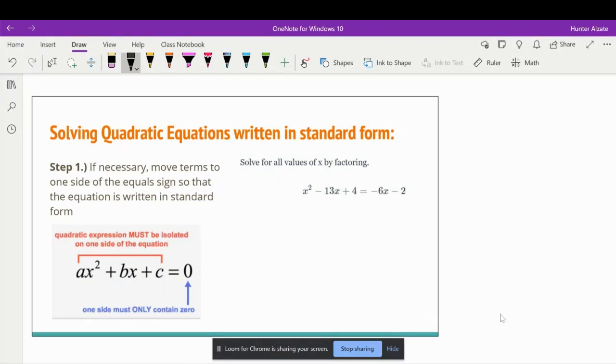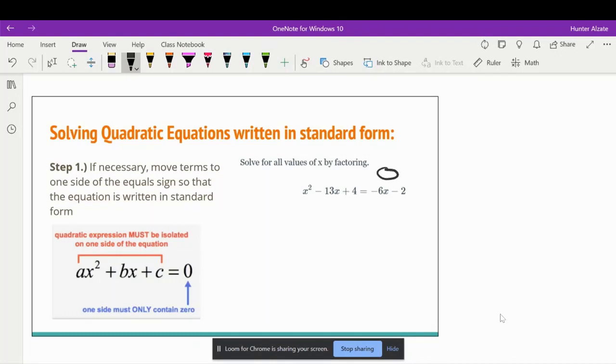So step one, if necessary, you want to move terms to one side of the equal sign so that the equation is written in the standard form. So looking at this example here, we see that we want one side to be equal to 0. So here's the equal sign. We want one side to equal 0. So let's go ahead and move terms so that it equals 0 on one side. So I want this to equal 0.